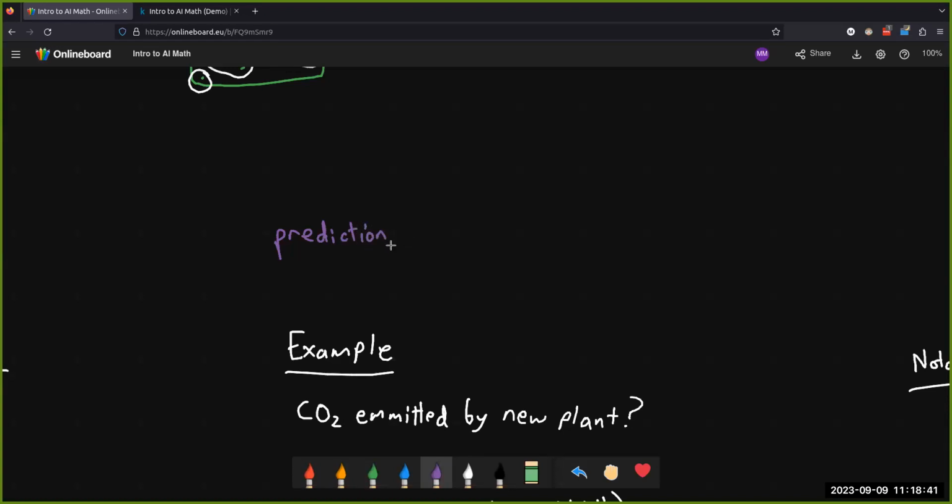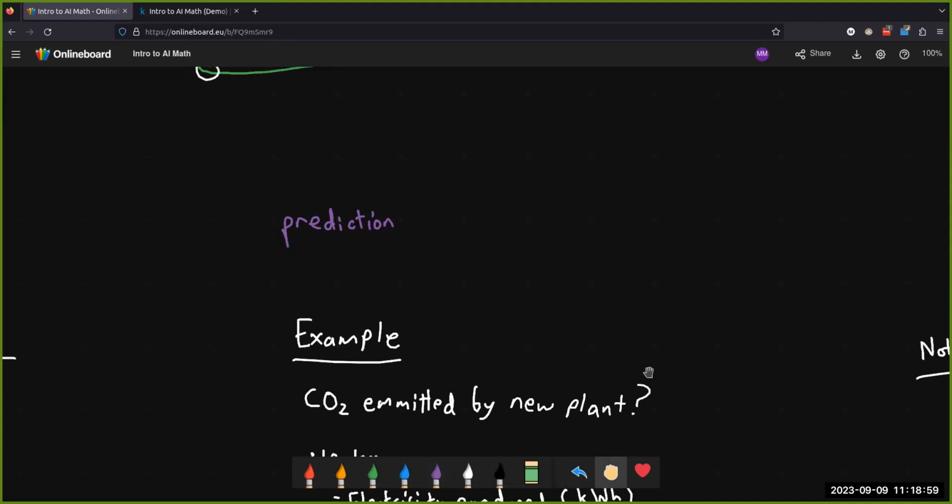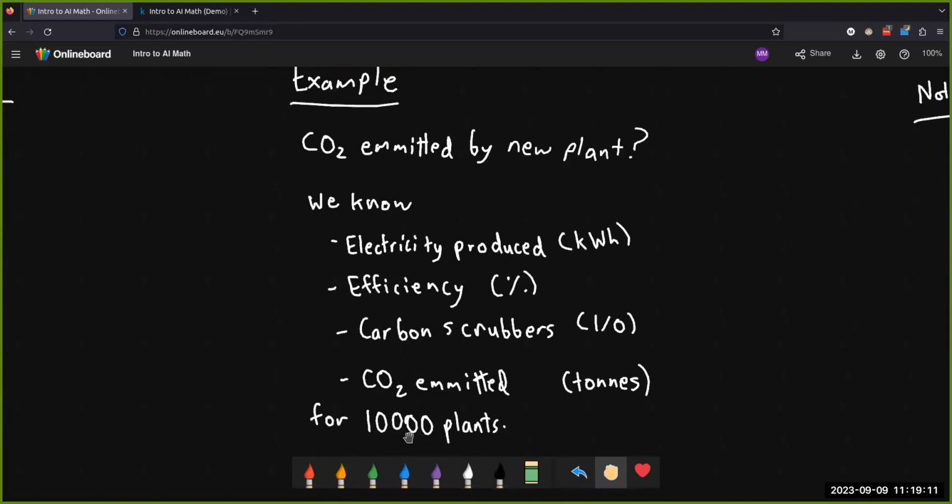And how do people usually make predictions? Well, they look at what's been happening in the past and then use that data to predict what might happen in the future. So if I were an energy company in BC, I probably own existing plants, and I probably have data about some of the technical characteristics of these plants and how much CO2 they emit. So let's say that we know for 10,000 existing plants how much electricity they produce in kilowatt hours. That's just an amount of electricity. We know how efficient the plants are.